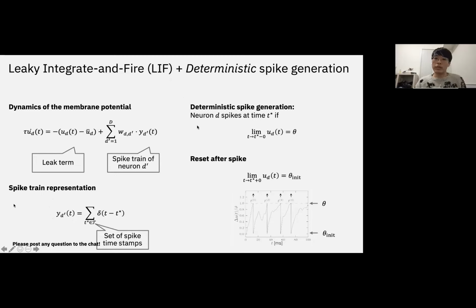The right panel determines when this neuron generates spikes. This explains a deterministic way to generate spikes. A neuron d spikes at time t star if it reaches some threshold. This illustration is more intuitive. The membrane potential increases, and once it reaches the threshold, it generates a spike, and the membrane potential is reset to the ground level. This illustration is defined by this mathematical model of deterministic spike generation. So this slide explains the LIF membrane potential model and deterministic spike generation.